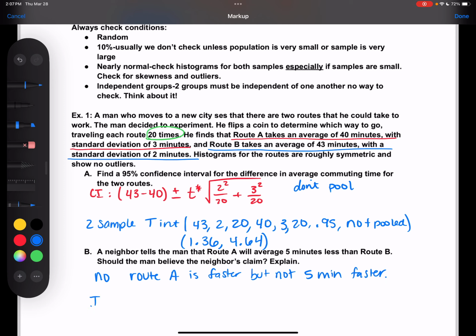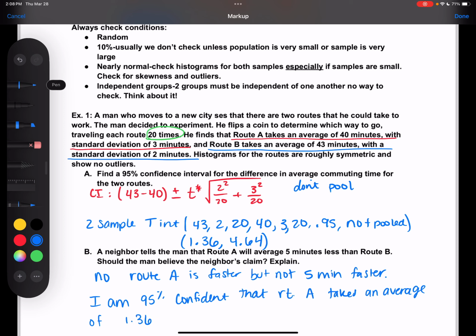And then you could say, I am 95% confident that route A takes an average of 1.36 to 4.64 minutes less than route B.